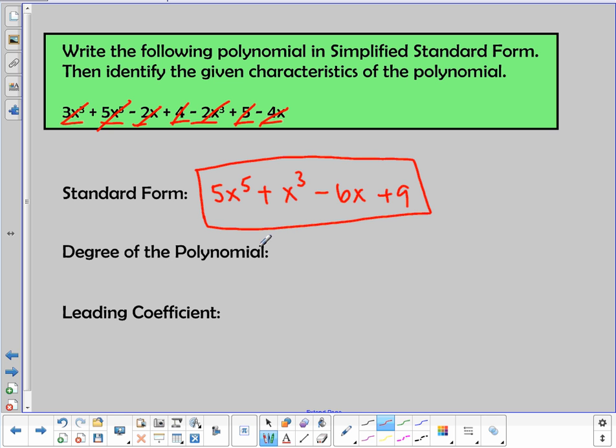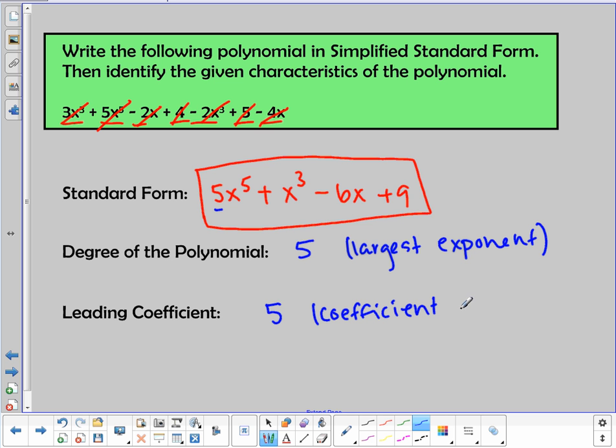Now, the degree of the polynomial is simply the largest power. The largest power that I see is 5. So my degree of the polynomial there is going to be 5, and again, that's the largest power or largest exponent. And the leading coefficient in this case also happens to be 5, but it's a different 5. It's a 5 that's the coefficient in front. As long as it's in standard form, then that rings true. As long as it's in standard form, then it's the coefficient that's in front.